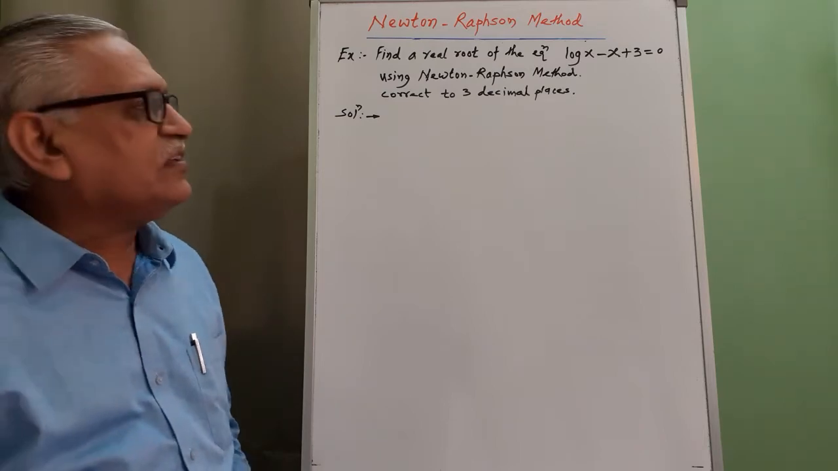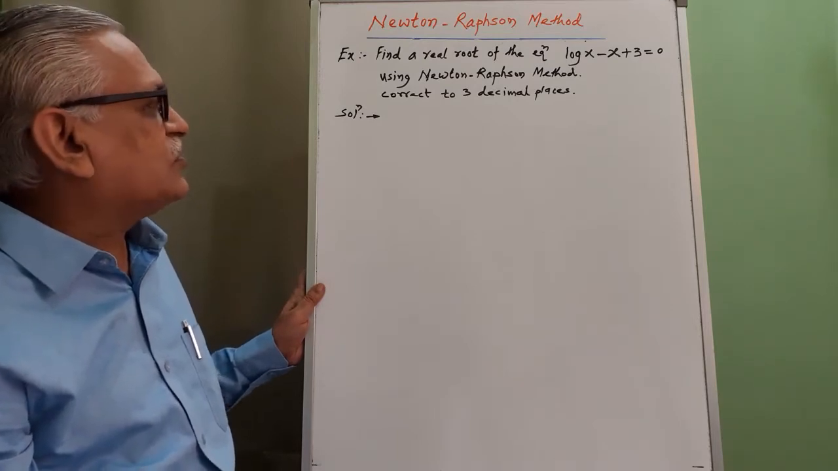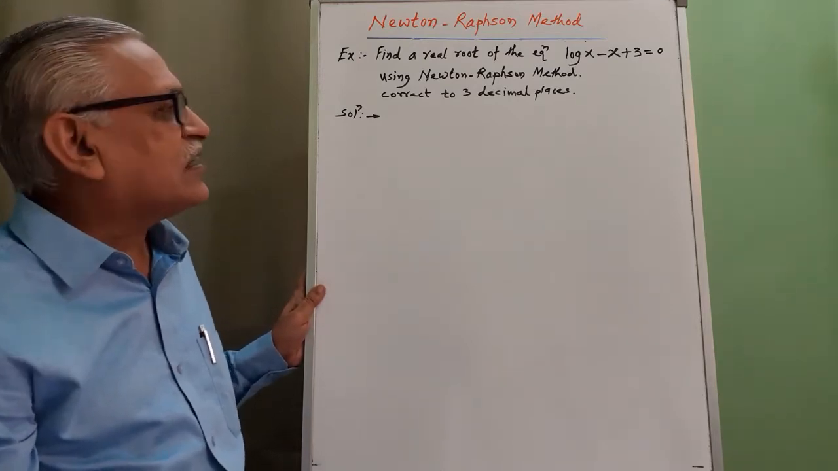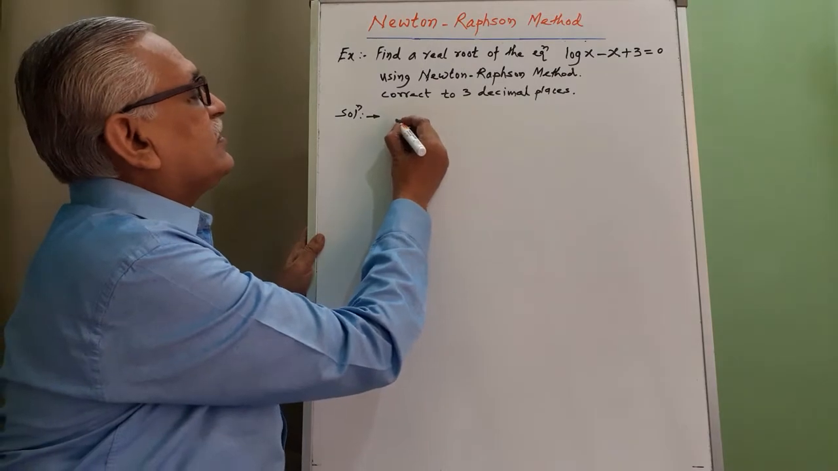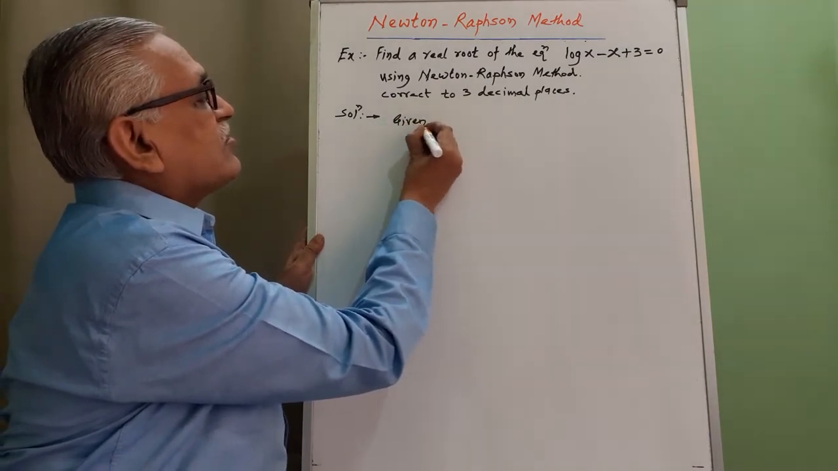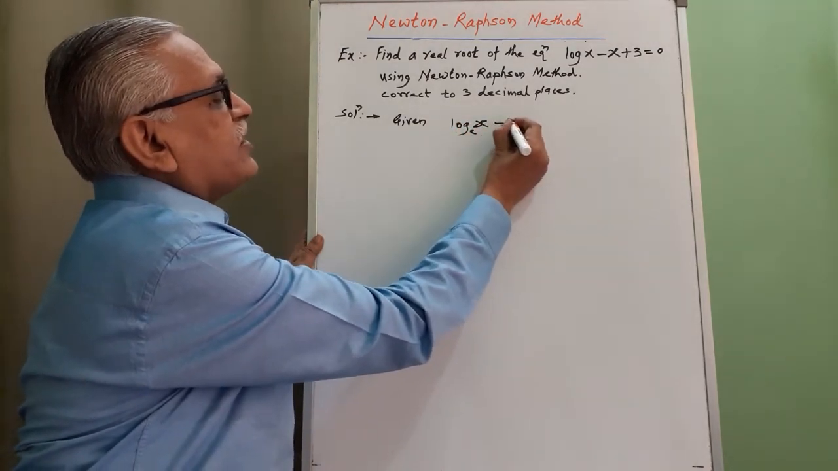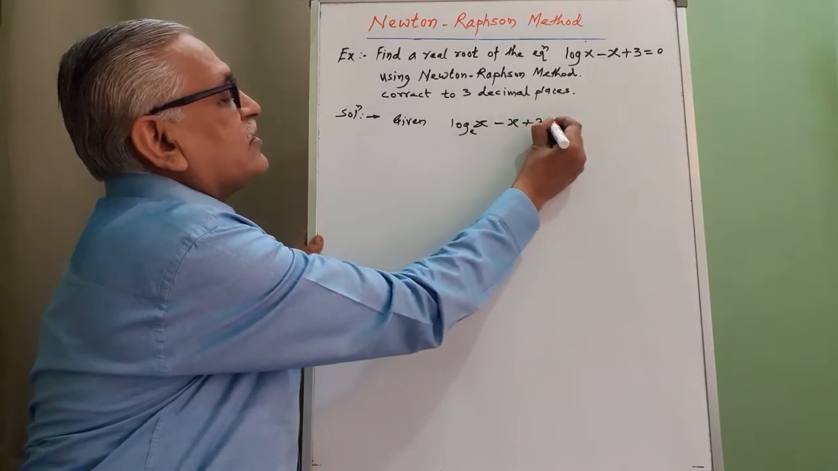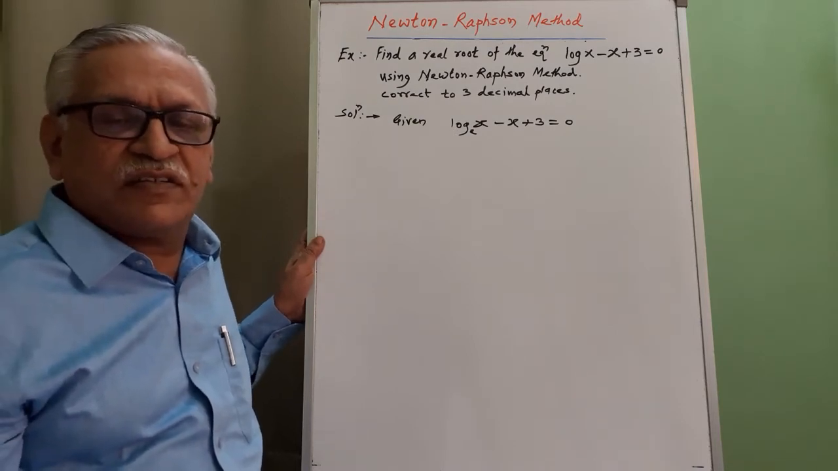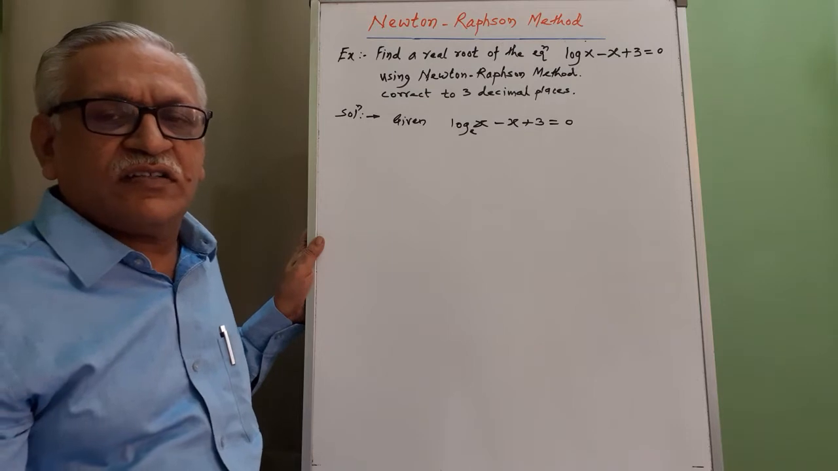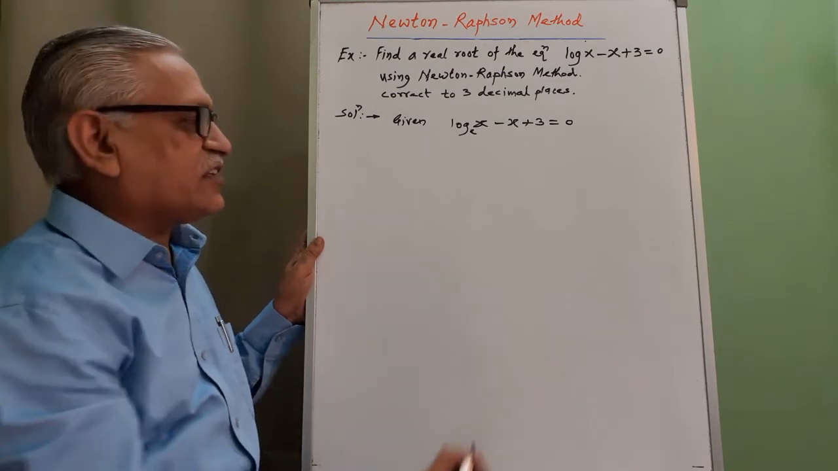A real root of the equation log of x to the base e minus x plus 3 equal to 0 using Newton-Raphson method correct to 3 decimal places. And therefore, here the given equation is log of x to the base e minus x plus 3 equals to 0. As we require the answer correct to 3 decimal places, fix your calculator for 3 digits only, and then we get the answer correct up to 3 decimal places.